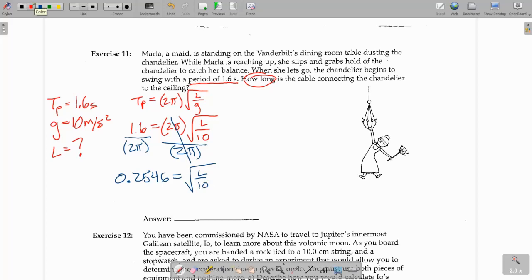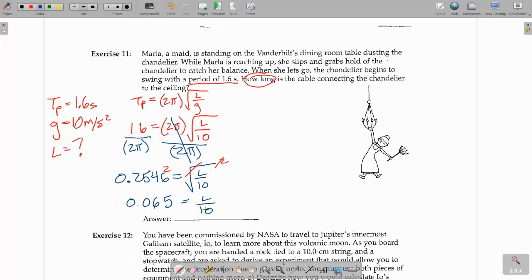Okay, now we need to get rid of the square root, so we're going to square both sides. When you do this, it will cancel out the square root on the right side, and for your answer over here, you will get 0.065 is equal to length divided by 10.